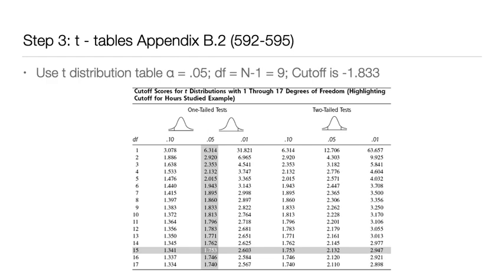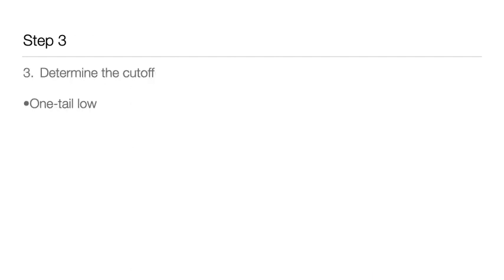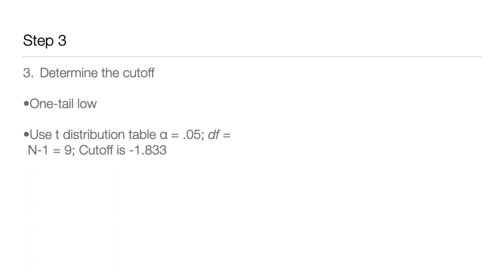Here, we're looking at a one-tailed test because we said that the sheriff was going to improve these response times. There were going to be shorter response times. So we're going to do a one-tailed test low with our degrees of freedom of 9. Our cutoff will be negative 1.833. So we want to put that cutoff on the distribution, that one-tailed low test. Our cutoff is, again, negative 1.833.